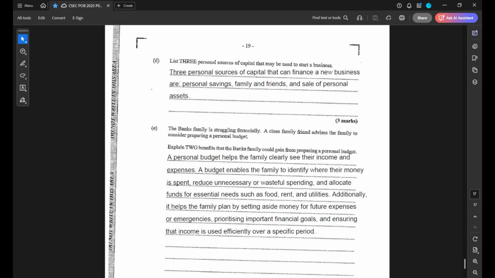Additionally, it helps the family plan by setting aside money for future expenses or emergencies. That is, to build an emergency fund in case you lose a job or something occurs. It also helps in prioritizing important financial goals and ensuring that income is used efficiently over a specific period. And that is for 6 marks right here.